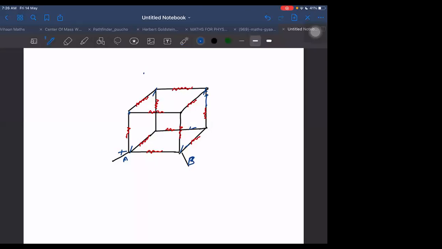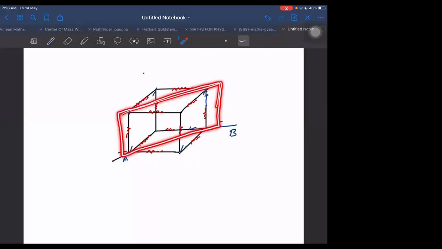Anyway, now come to mirror placing. Where to place the mirror? Not this AB, I am keeping it again AB only. Now AB should be placed here. Now how to put the mirror? You know how to put the mirror. Body diagram, this, right? This is the mirror.